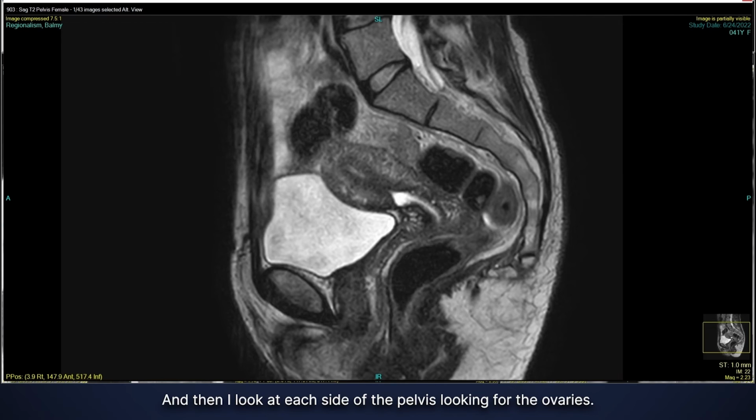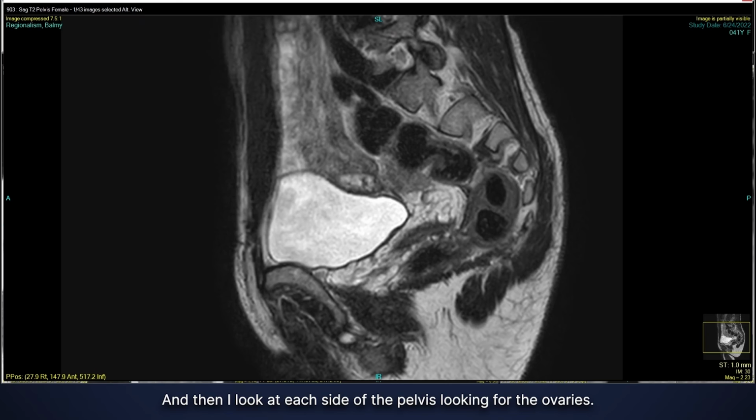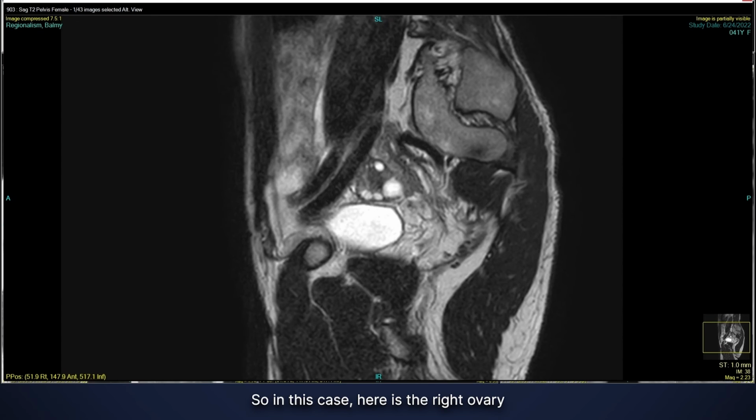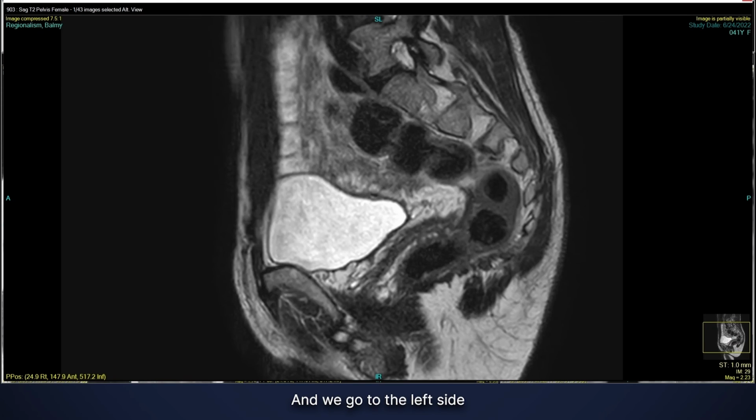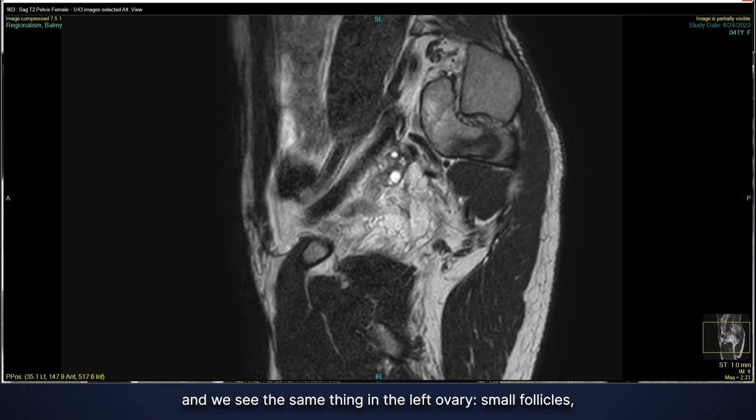And then I look at each side of the pelvis, looking for the ovaries. So in this case, here is the right ovary, and we see a bunch of small cysts within the ovary. These are called follicles. These are a normal finding that women have. They're of no concern. And we go to the left side, and we see the same thing in the left ovary, small follicles, which are also normal, so no signs of ovarian masses.